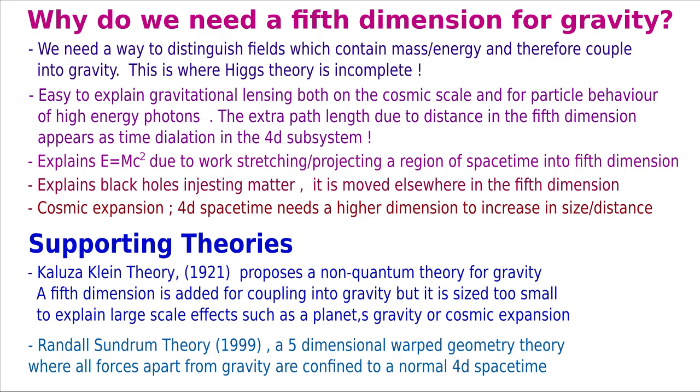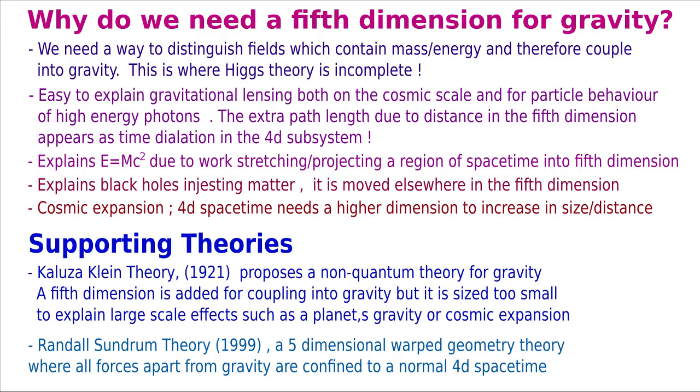When we add the fifth dimension, the pieces of the gravity jigsaw puzzle suddenly fall into place. The work or energy needed to stretch and project spacetime explains why energy equals mc squared. Gravitational lensing effects seen in astronomy require that the path length of light increase when it passes through a region with a strong gravitational field. The distances are being stretched by a projection of normal spacetime into an extra dimension.